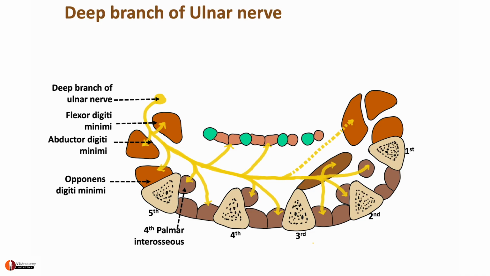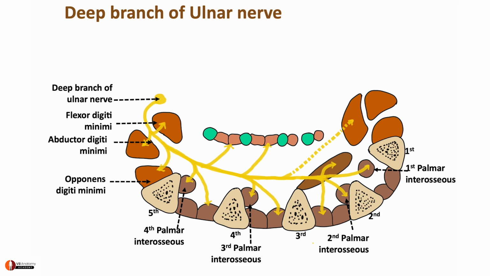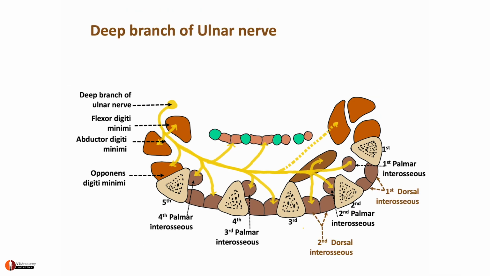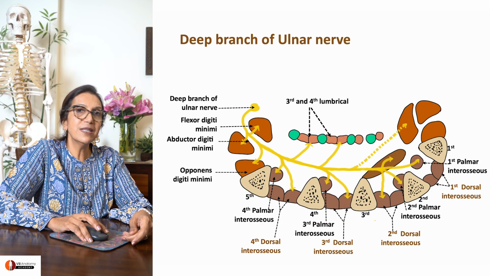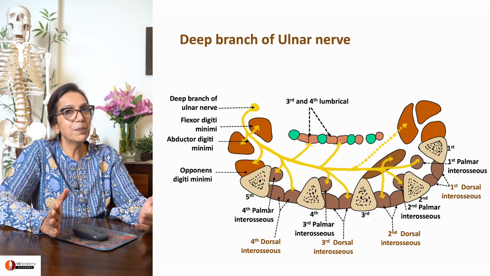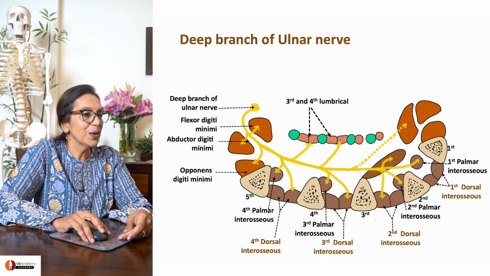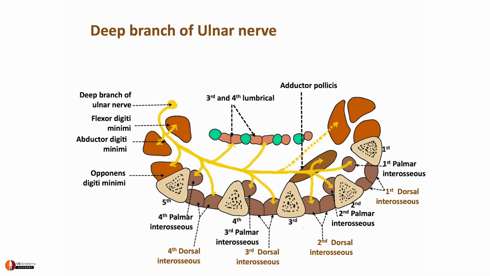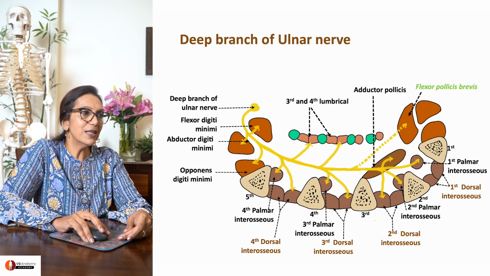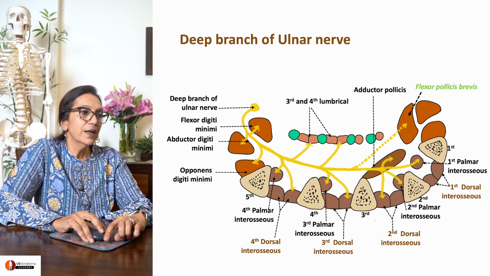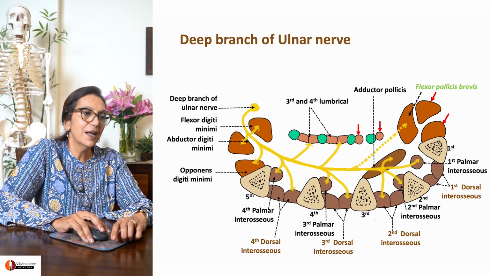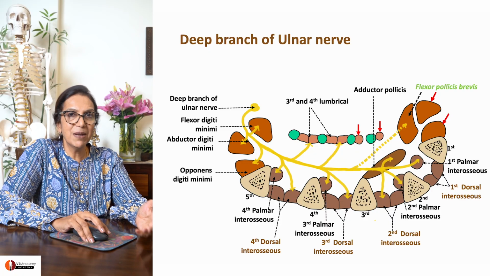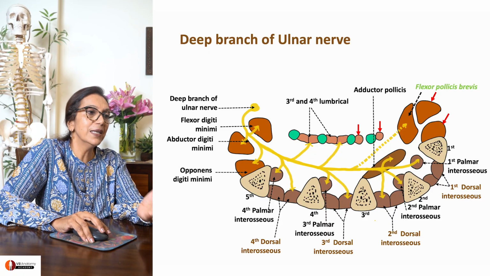Okay, supplying all the 4 palmar interossei, supplying all the 4 bipennate dorsal interossei, then giving rise to branches that supply the 3rd and 4th lumbricals, while the 1st and 2nd are supplied by the median nerve. Okay, and also giving a branch to the adductor pollicis and may supply a branch to the flexor pollicis brevis. Okay, so that's your deep branch of the ulnar nerve. Remember, your 2 lumbricals and all the pollicis muscles are supplied by the median nerve.